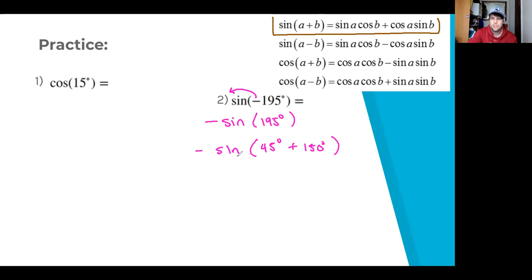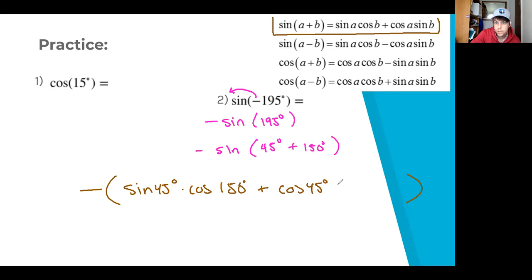And the only thing that's going to be slightly different is we do have this extra negative on the end of it. So when we do apply that, we're going to stick a negative around the outside just to apply that negative to my final answer. And it's going to be sine A cosine B, so sine 45 times cosine 150 plus cosine 45 times sine 150.